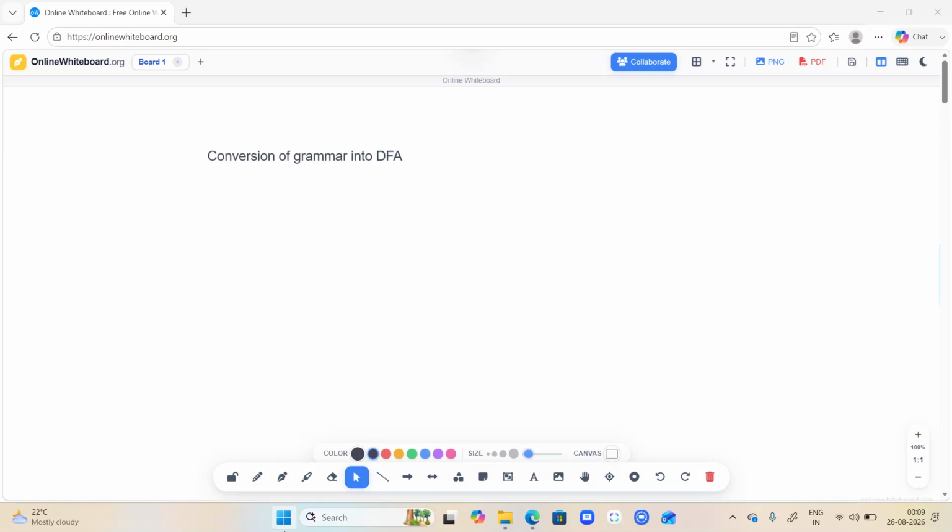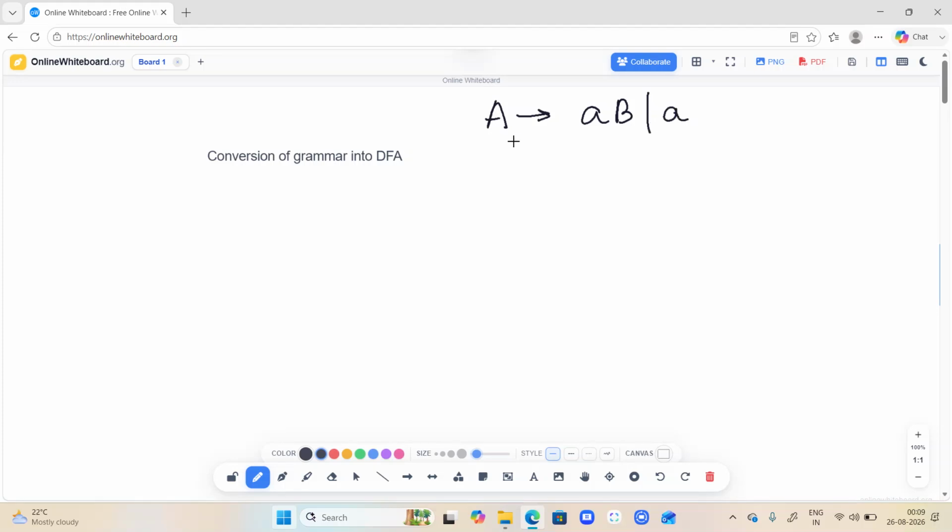So the rule is whenever you have a production of the form A derives aB / a. Suppose this is the production rule given. This is the grammar which is given. Then this can be denoted using finite automata in this manner. This is state A, this is state B. So A goes to B on input a. This is how you will show. A goes to B on input a. This is for this production rule.